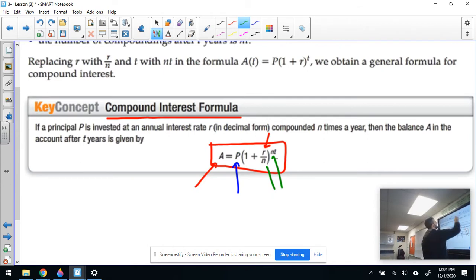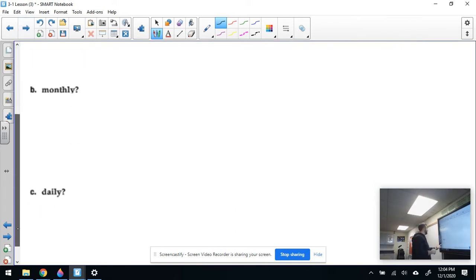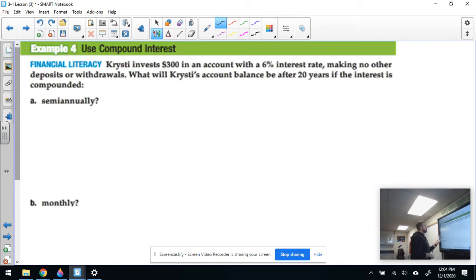Finally, the last one is time, T. It's time in years. So if they say over 6 months, that's half a year, not a full year, right? Okay, so let's look at an example. It says Christy invests $300 in an account with a 6% interest rate, making no other deposits or withdrawals. What will be her account balance after 20 years if the interest is compounded semi-annually, monthly, and then we're also going to look at daily, okay?